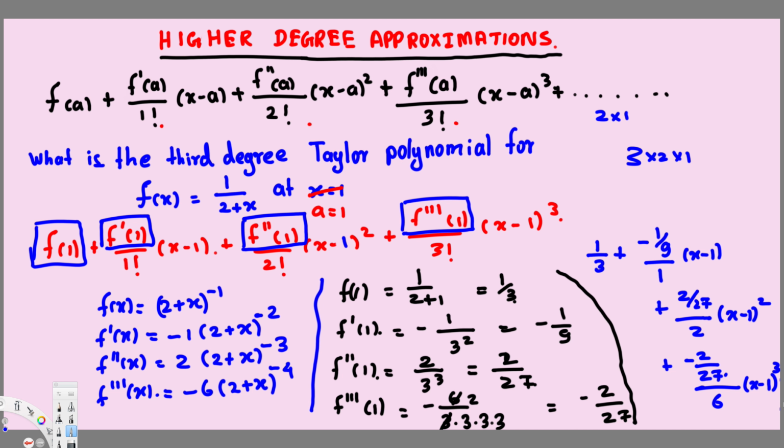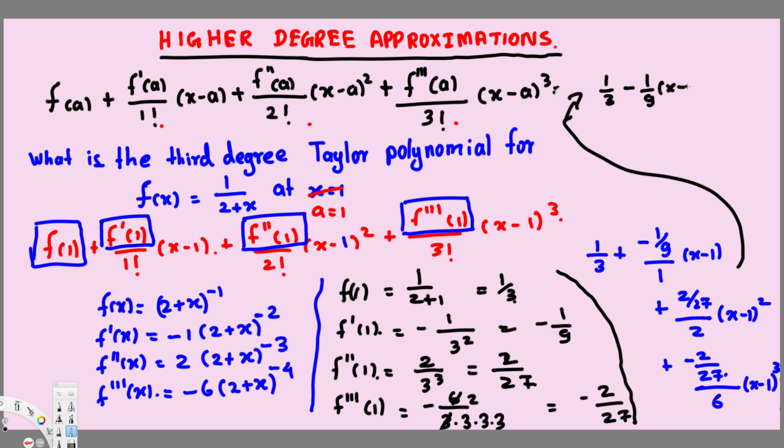Now let's go ahead and simplify this one. So I write the answer on top. We don't have enough space, right? So I write this one on top. So let's simplify and bring everything right here. So we have 1 over 3 minus 1 over 9, x minus 1. And then we have 2 over 27 over 2. 2 cancels, and we are left with 1 over 27 x minus 1 square.